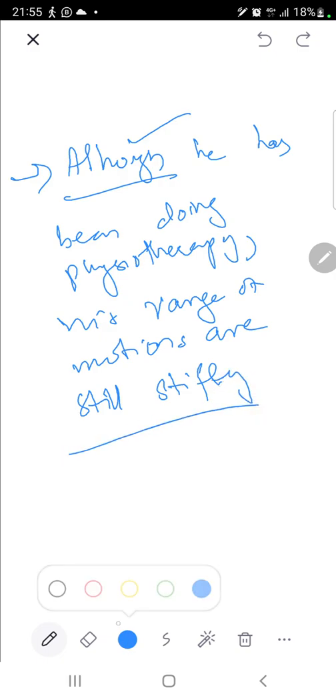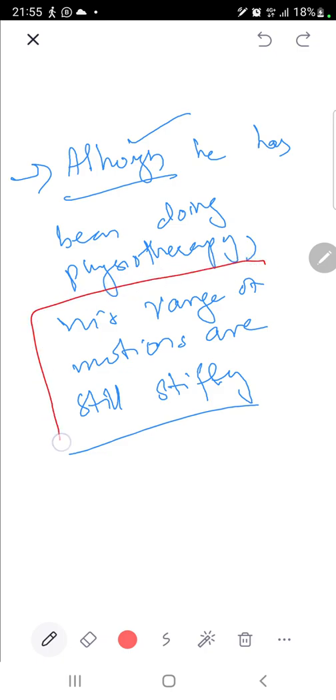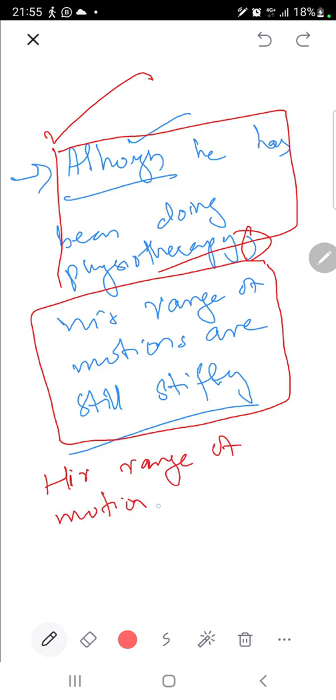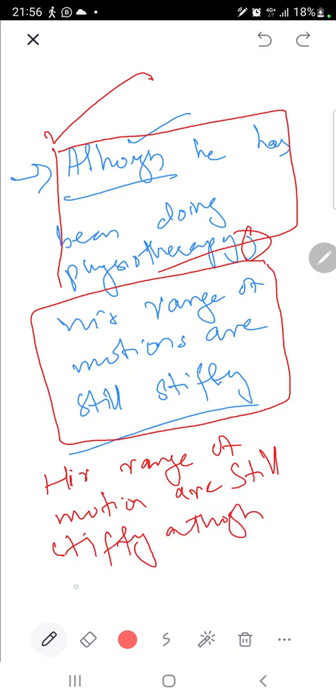So you can see now, if we draw this, this is your independent clause, and that is your dependent clause. If you use the dependent clause first, we have to put a comma. But if I flip this sentence, let's say, his range of motion is still stiff, although he is or has been doing physiotherapy. Now there is no comma.